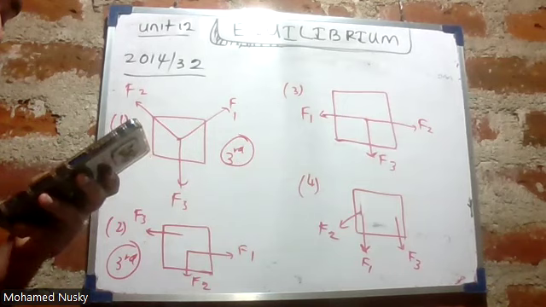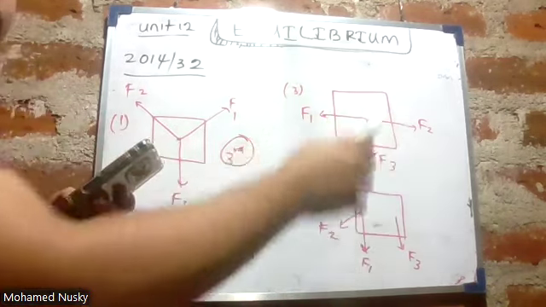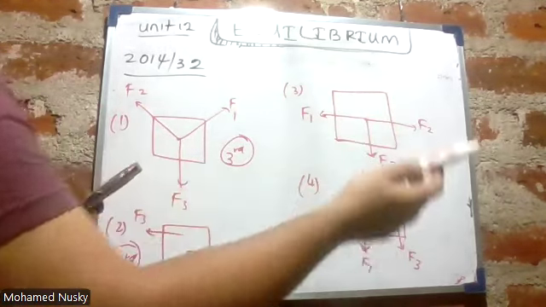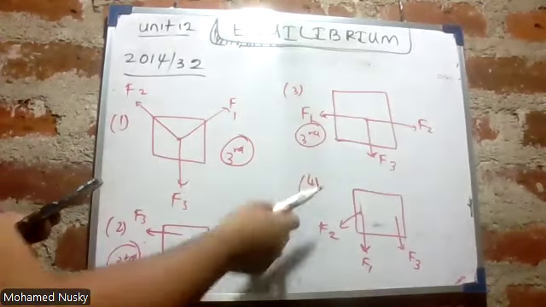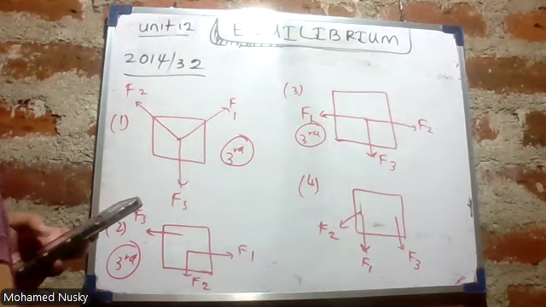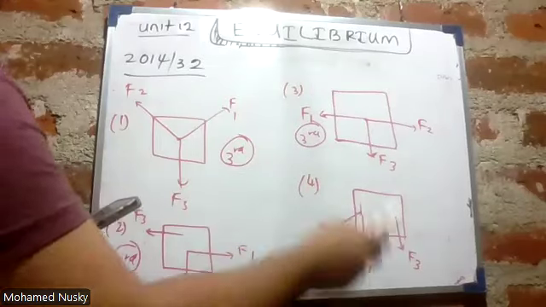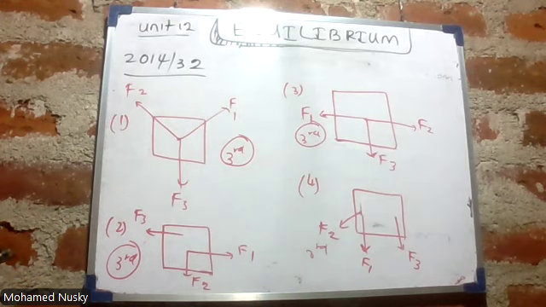In the third one, F1, F2, F3 are also on the same plane, but F3 is not parallel to F1 or F2. Therefore, this will also be discussed in the third category. Fourth one, the forces are on the same plane and not parallel to each other. Therefore, this will also be discussed under the third category. Okay.